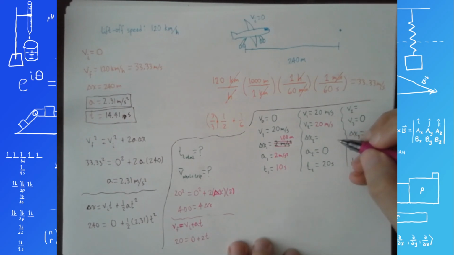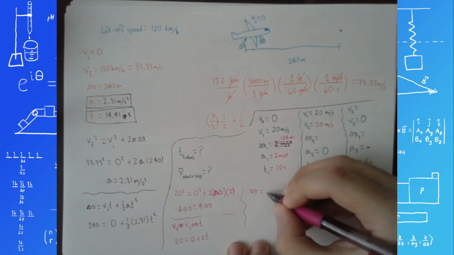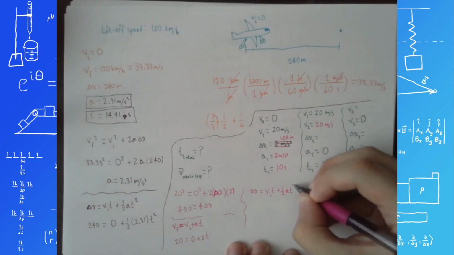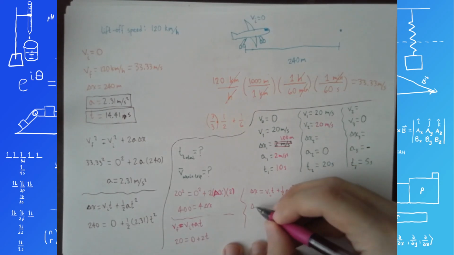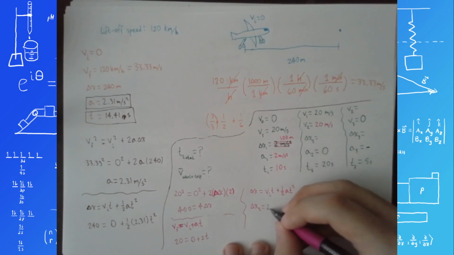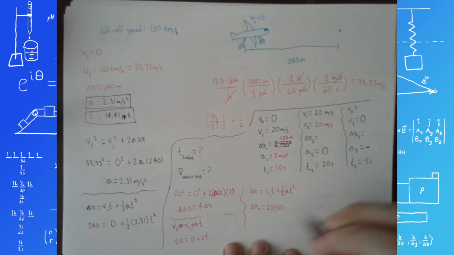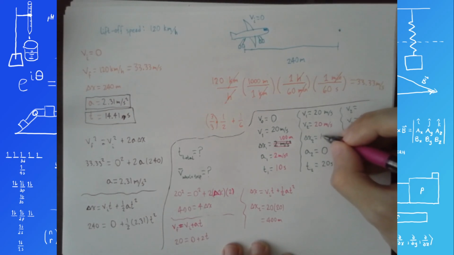Displacement, we have, it's actually just straightforward. If you use the second equation, delta x equals v initial times t plus 1/2 at squared. When the acceleration is 0, this just simplifies to delta x equals v times t, v being 20, so 20 times 20 seconds. So that's going to be 400 meters. So 400 meters there.